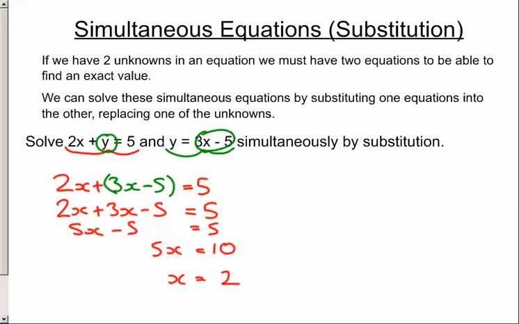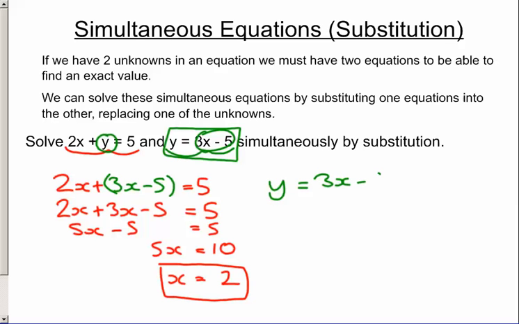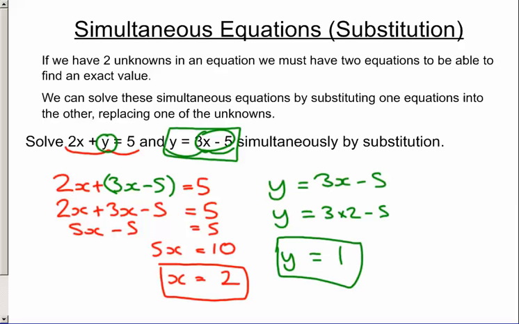So x is equal to 2, but now we need to find the value of y, and to do that, we substitute x back into our original equation for y, which was y equals 3x minus 5. So y equals 3 times 2 minus 5, so y is equal to 6 minus 5, which is 1. So the solution to this pair of simultaneous equations is x equals 2, y equals 1.